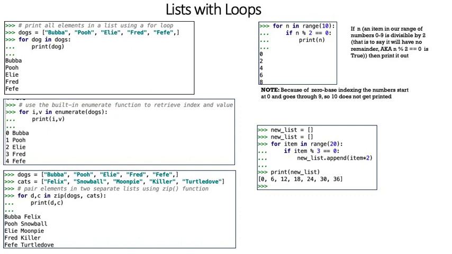Note, because it's 0-based indexing, the numbers start at 0 and go through 9, so 10 doesn't get printed out. So we get all the even numbers: 0, 2, 4, 6, 8. And now let's see this. We have new list, and it's an empty list. So now what are we doing?